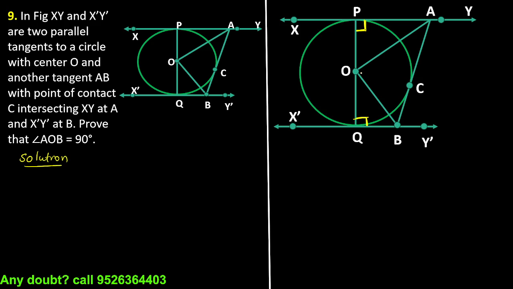Let me join O and C. Why join O and C? Because this angle will be 90 degrees. Clear? So here you got two right angle triangles, this one and this one. Can you see two right angle triangles here? OA is the common side, you have obtained two right angle triangles. I have already explained that these two triangles will be congruent. I have already proved it. You have to memorize that.